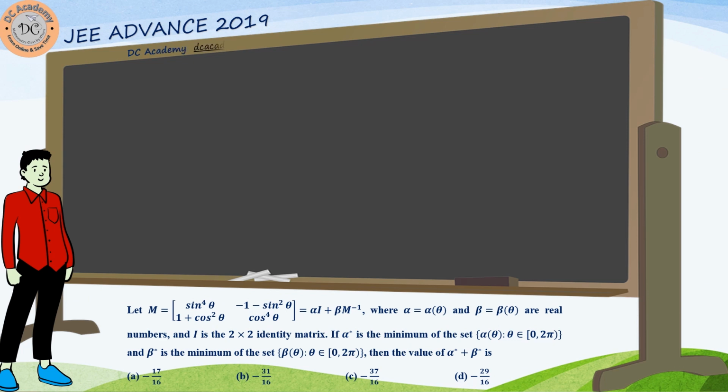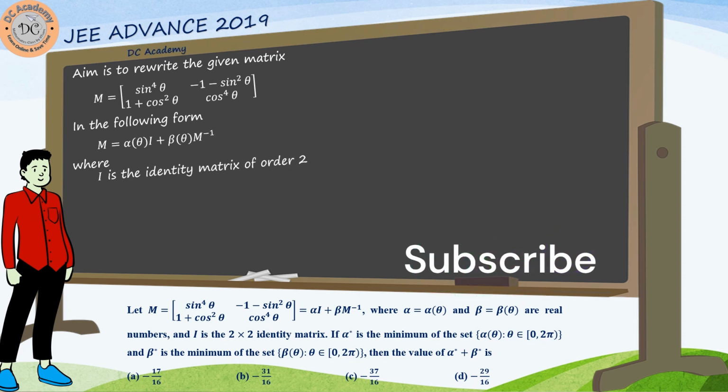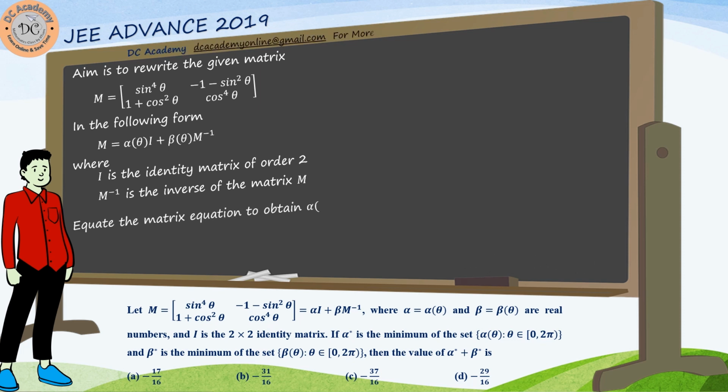So here, first we notice that we have to rewrite the matrix M in the given form, that M is equal to alpha theta into I plus beta theta into M inverse. What is I here? I is an identity matrix of order 2 cross 2, and M inverse is the inverse of the matrix. So obviously, if we are able to find M inverse, we can equate the matrices. So our next step after finding M inverse is to equate the matrix equation and find out what alpha and beta are as functions of theta.